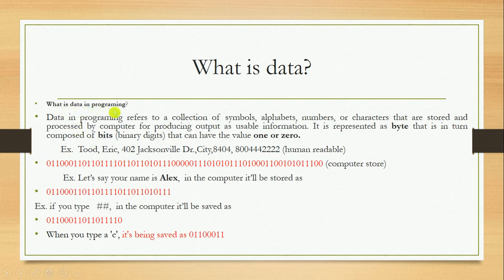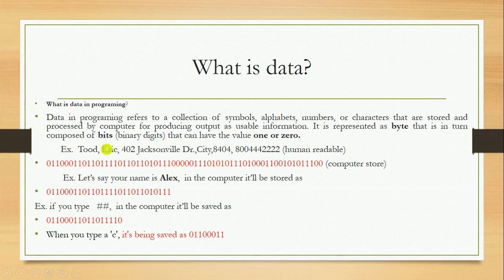What is data in programming? Data in programming refers to a collection of symbols, alphabets, numbers, or characters that are stored and processed by computer for producing output as usable information. Data is represented by byte that is in turn composed of bits or binary digits that can have the value of 1 or 0.